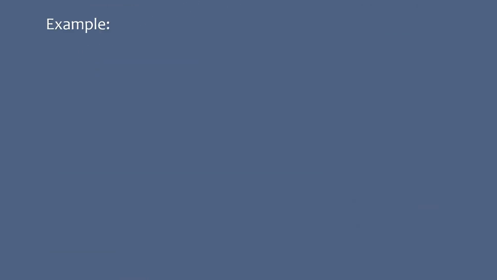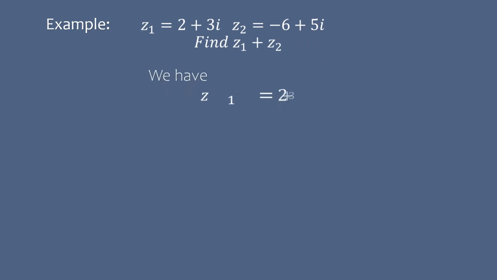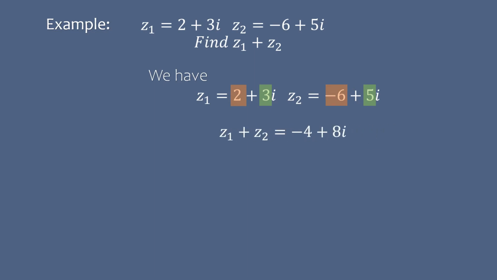Let us consider one more example. We have z1 equal to 2 plus 3i and z2 equal to negative 6 plus 5i. The sum of the real parts will be minus 4 and the sum of the imaginary parts will be 8. So z1 plus z2 will be equal to minus 4 plus 8i.